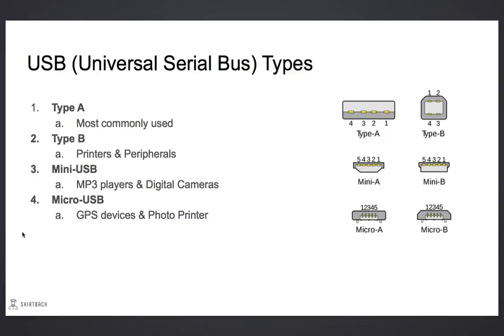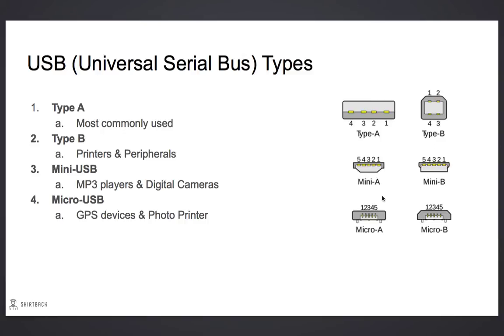USB Type A is the most common connection. It's a 4-pin connection and is a rectangular shape. You're familiar with it with most of your peripheral devices. Type B is used mostly with printers.